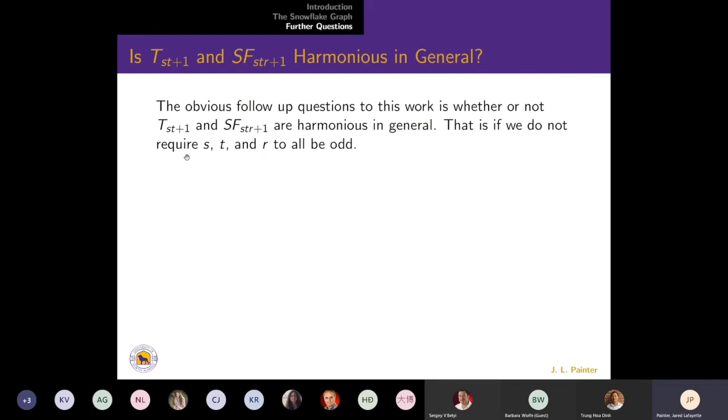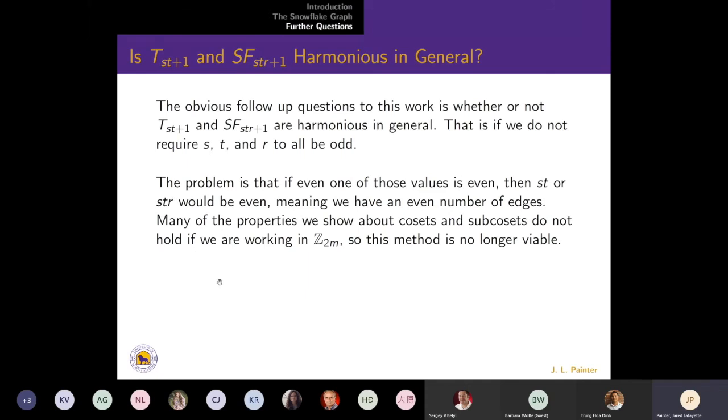That means if we don't require that s, t, and r are all odd. But the big problem is if we do that, if we even have one value being even, then that means we're working in Z mod an even number. And so using the method of cosets and subcosets, all the properties we showed wouldn't be viable anymore. So that doesn't really help us. So I guess the question is, where do we go from there? Well, I don't really know. Maybe start looking at a different question, because I'm not really sure how to approach those other problems.